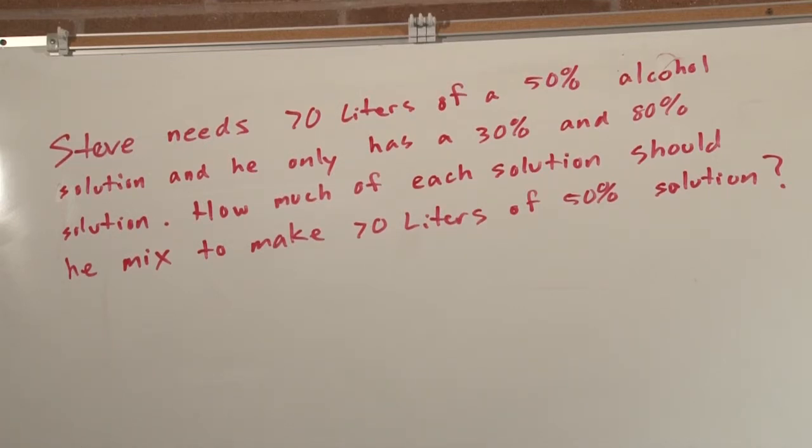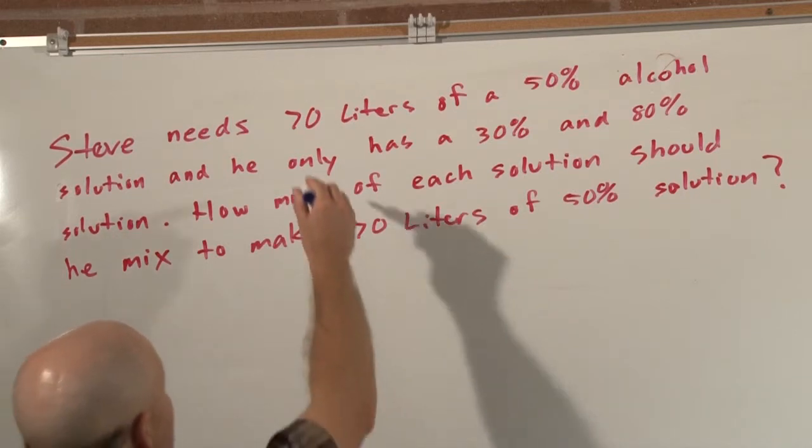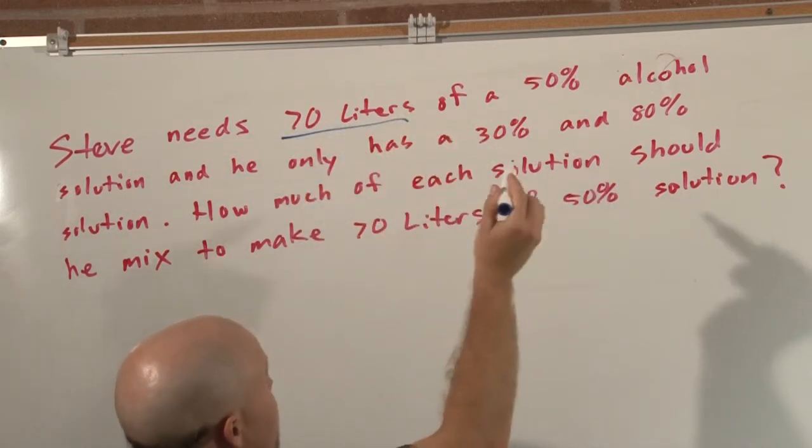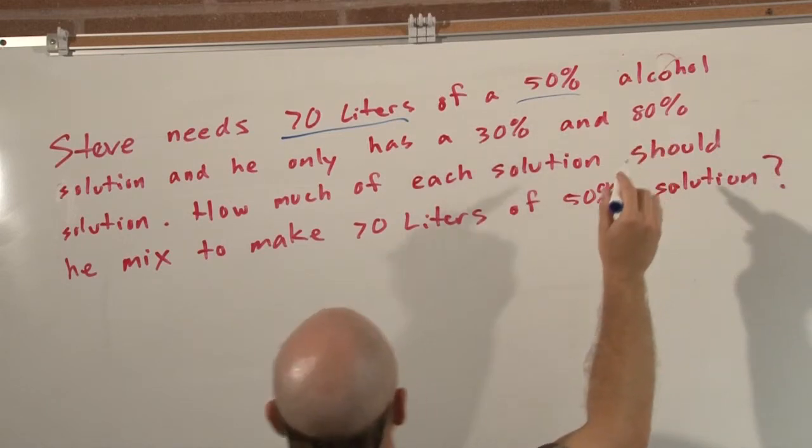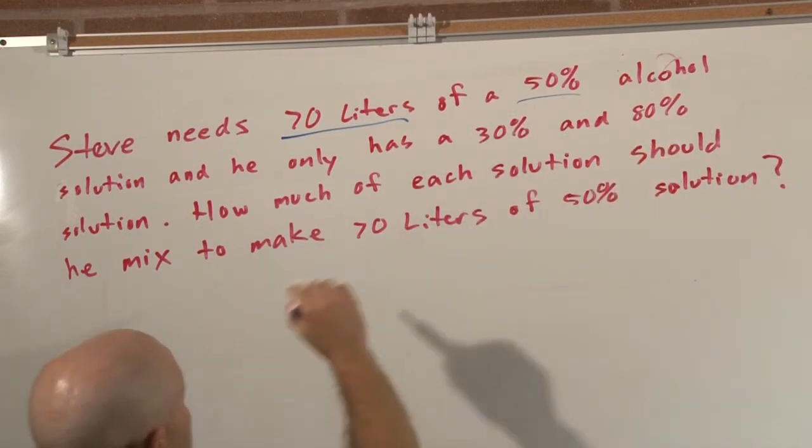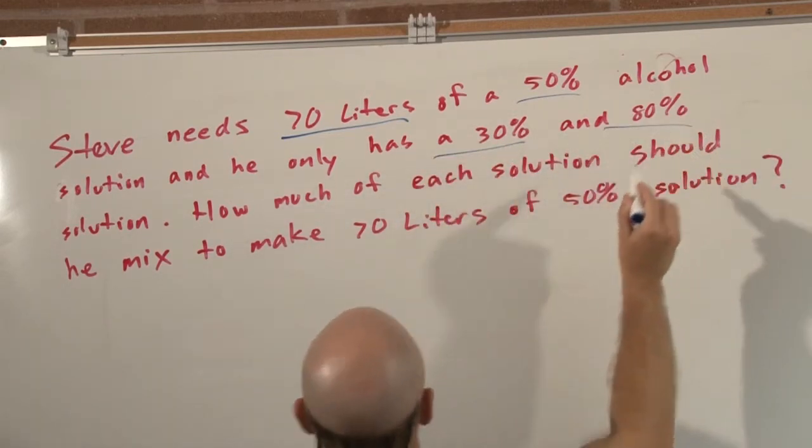But since we're not sure, we've got to think about this now. So if we were to gather this information, we definitely need 70 liters. And we need it to be a 50% solution when we're done. We have a 30% and an 80%.